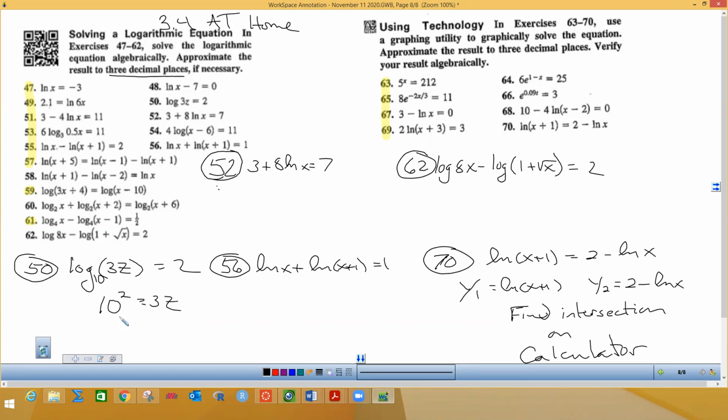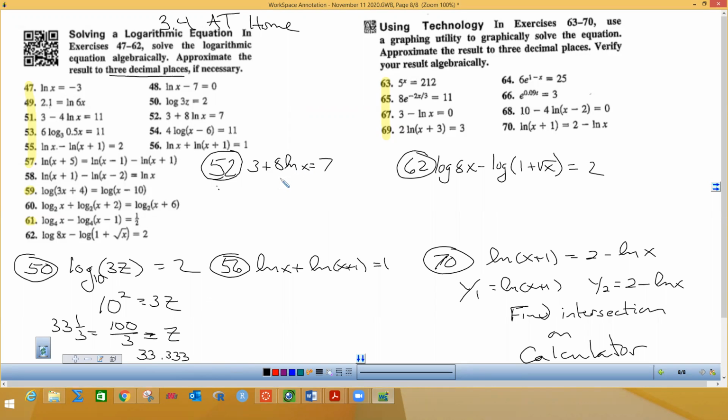So I hope we all know that 10 squared is 100, and then we have to divide by 3 to get z by itself. So z equals 100 over 3. If you want to write that as a mixed number, that's 33 1/3. If you do it on your calculator, that's 33.333 repeating.